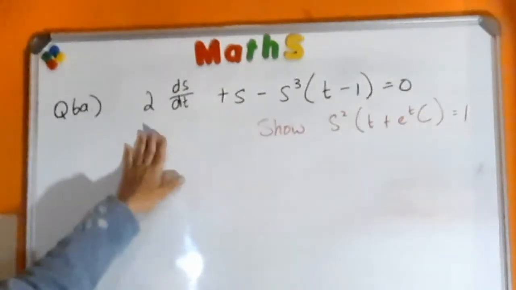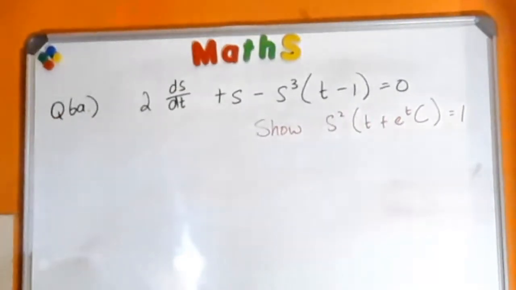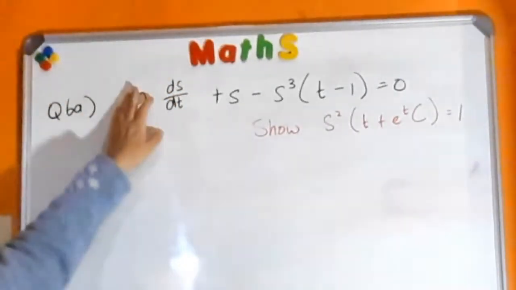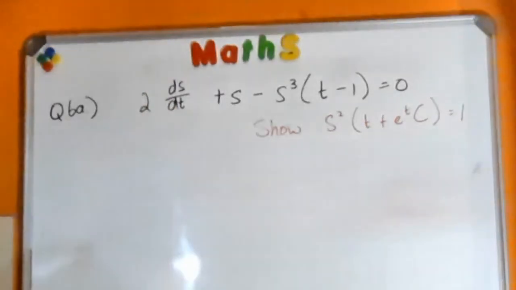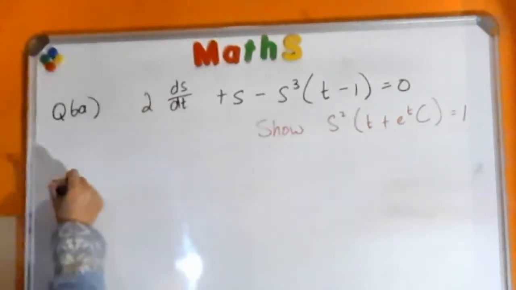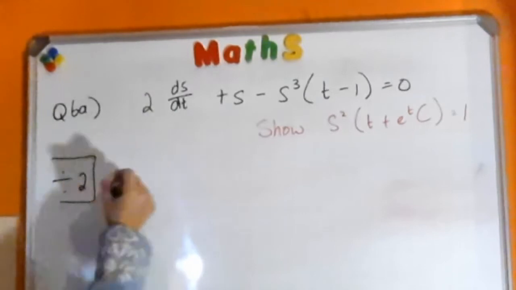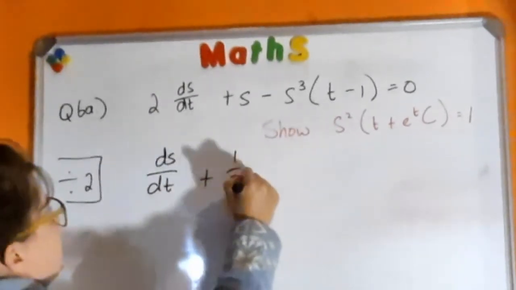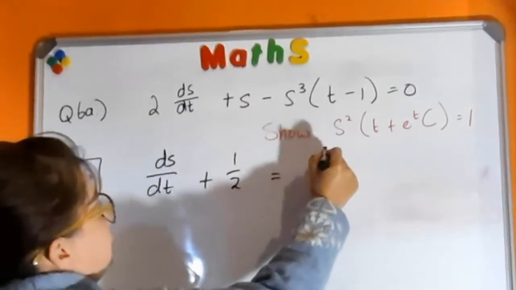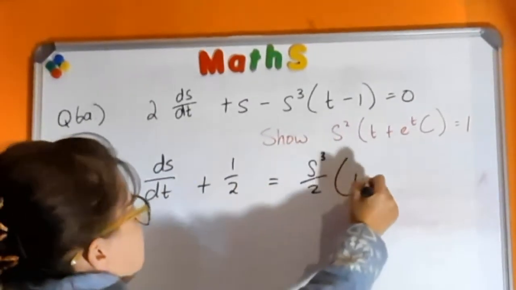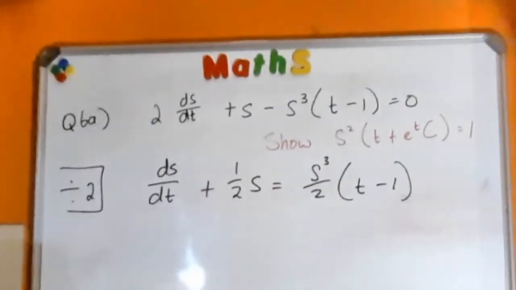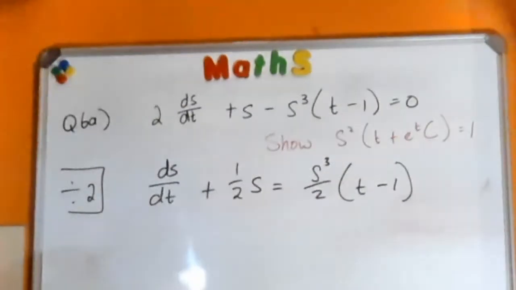So the first thing you want to do is get it into standard form. So standard form is your first term, you can only have a 1 in front of the derivative, nothing else. So we divide through by 2. And I'm going to move this as well. All right, and that is your Bernoulli standard form.